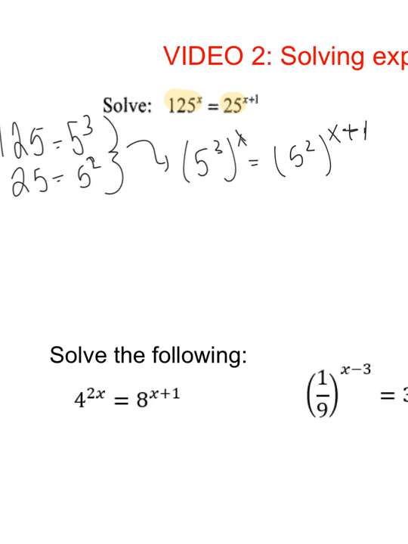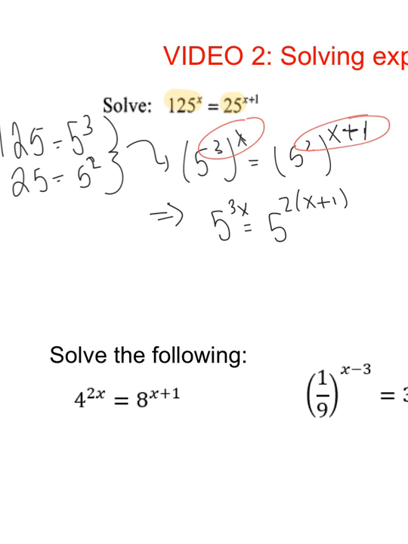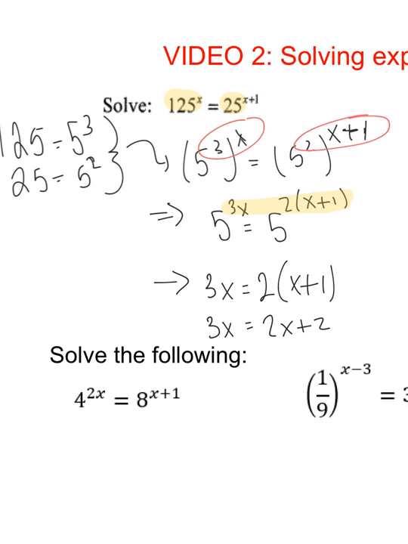Then using my exponent rules, when I take a power to a power, I can just multiply those exponents together. So what I really get is 5 to the 3x is equal to 5 to the 2 times x plus 1. Hopefully we notice that our bases are the same, which means these exponents also have to be equal. So 3x has to equal 2 times x plus 1, and solving this is just solving a linear equation. Finishing this up, I get x equals 2.